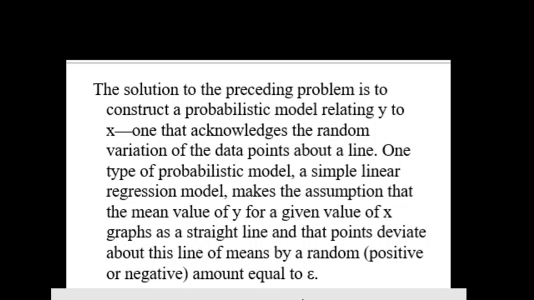So we are trying to fit a straight line, and the data points that we collected will deviate from that straight line by a certain amount. Some points will be above the line, some points will be below the line. This deviation, the distance between the line and the data point, will be denoted by epsilon.